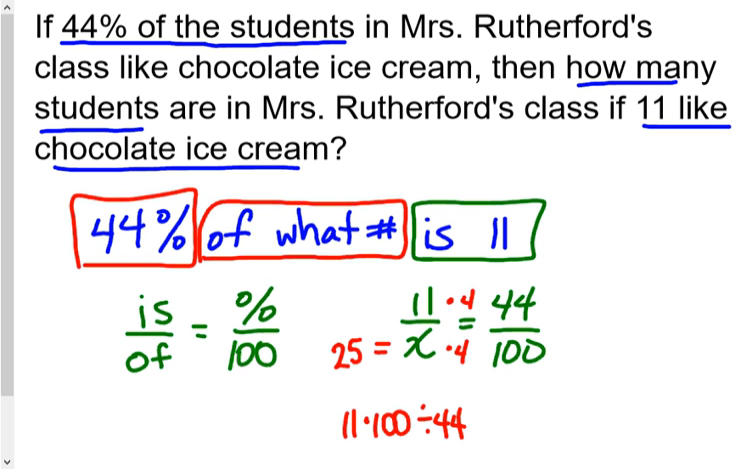The key to doing this is being able to set it up in a statement where you say something like 44% of what number is 11, or 11 is 44% of what number, or something along those lines. And then once you do that, use those key words, the is, the of, and the percentage to set up your proportion, and then use cross multiply and divide to solve it.